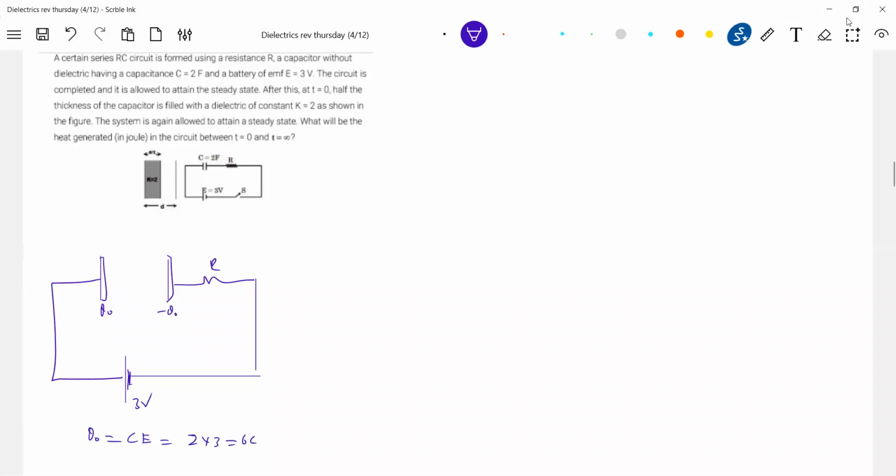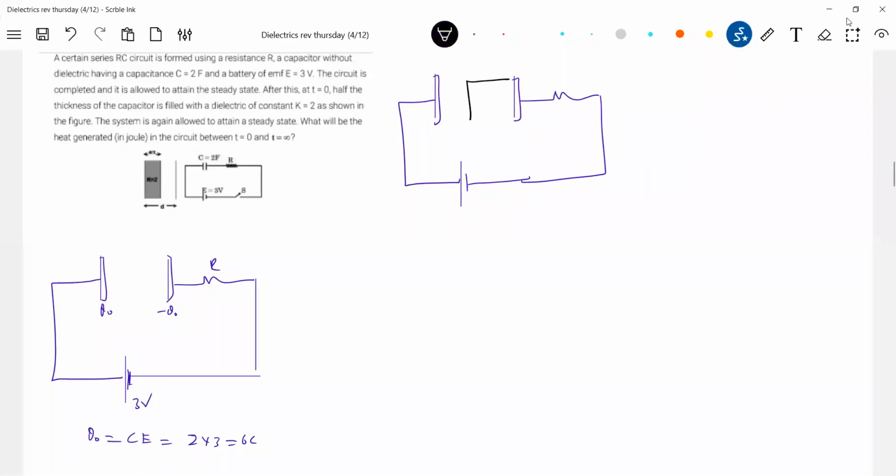Okay, leave it here. Now I'm going to place a slab. What will be that? Let's go in order. I'm going to bring a slab, and look at the condition he has put: half the thickness of the capacitor filled with a dielectric slab of dielectric constant K equal to 2.